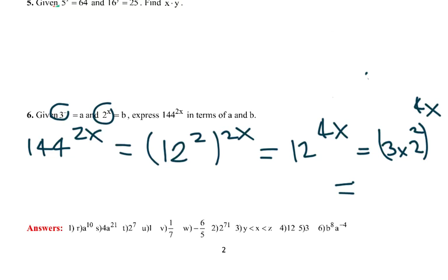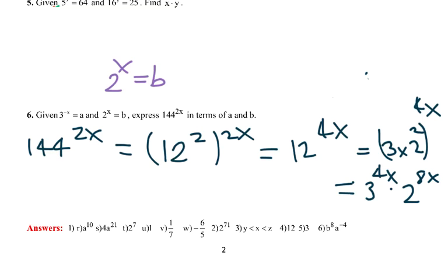which gives me 3 to the 4x, all times 2 to the 8x. Then we know that 2 to the x equals b. We know 3 to the minus x equals a, so that means that 1 over 3 to the x equals a, or 3 to the power of x equals 1 over a.